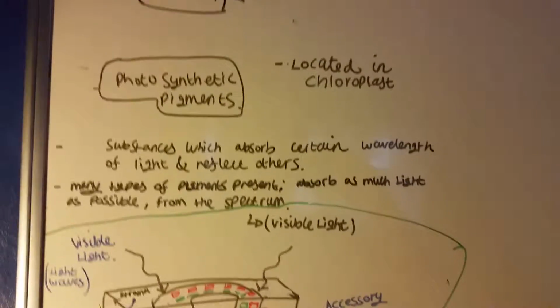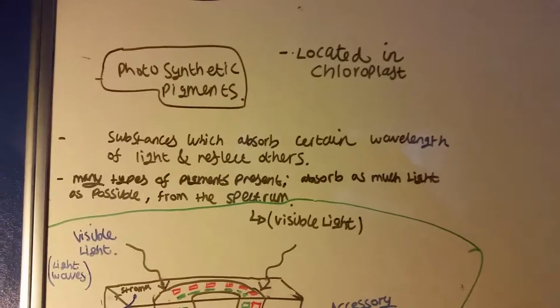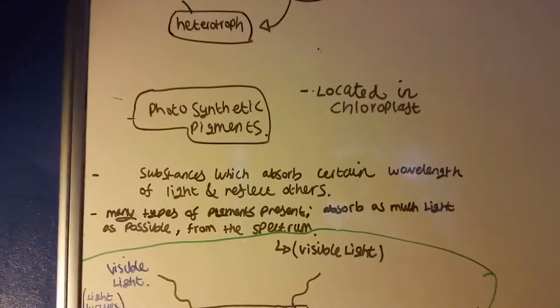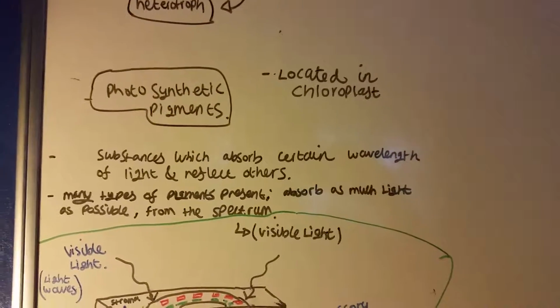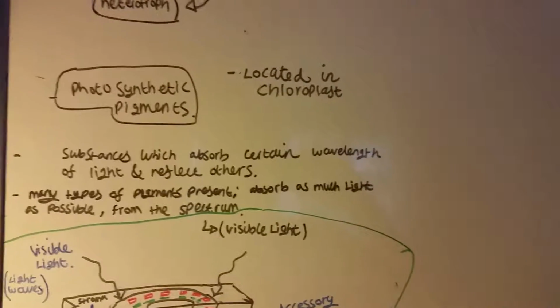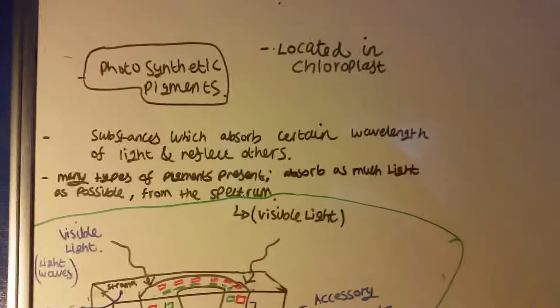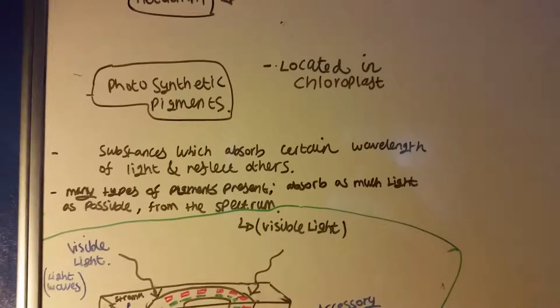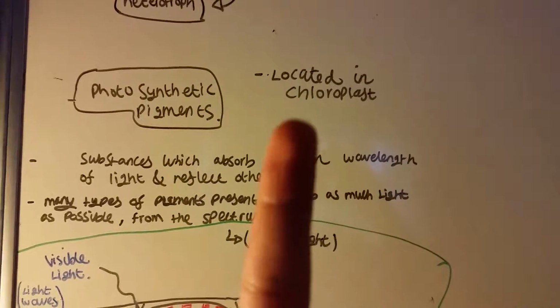Photosynthetic pigments are substances which absorb a certain wavelength of light only, and so as a result they reflect others. You have many types of these pigments so that you can absorb as much light as possible from the visible light section on the EM spectrum. These photosynthetic pigments are located in the chloroplast.